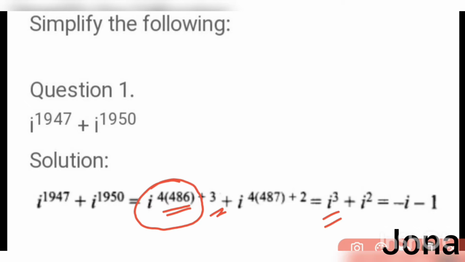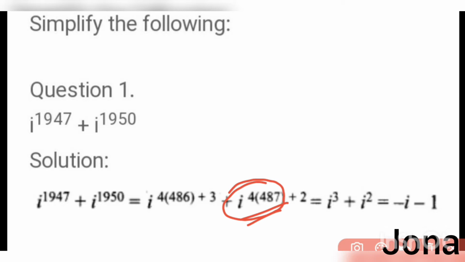Similarly, here i power 4 into 487, the whole value will be 1, since i power 4 is 1. And along with this i power 2 remains. So now we have i cube plus i square as the simplification of these powers. The i cube value is minus 1... I mean minus i, and the value of i square is minus 1. So now we got the answer as minus 1 minus i.